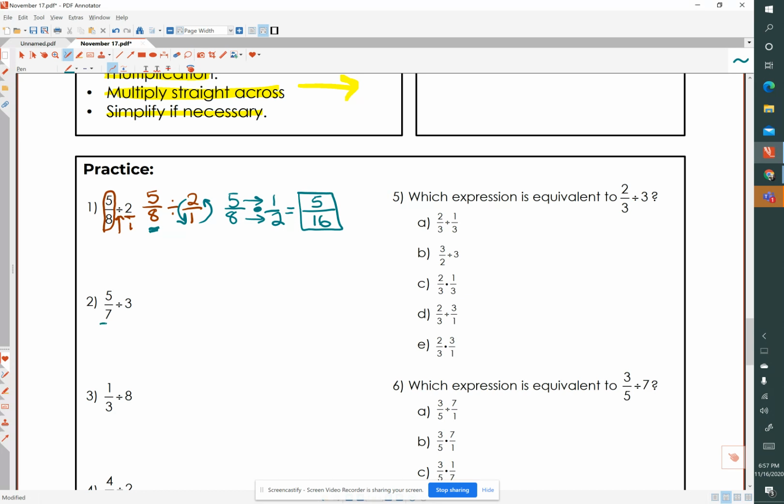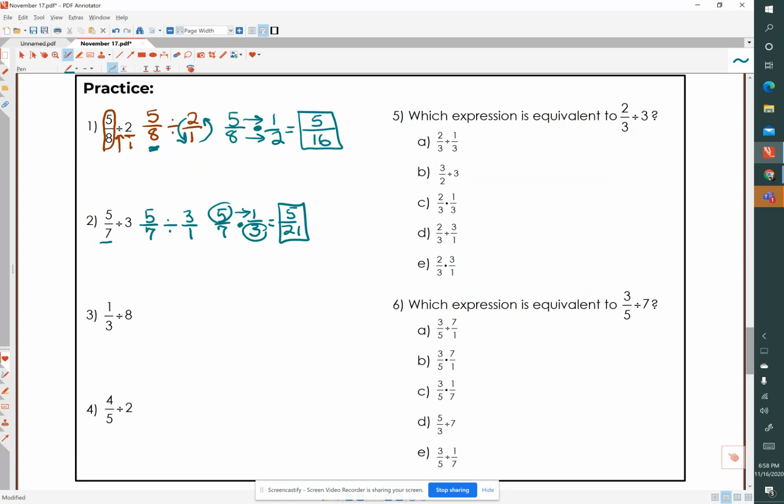So again, we have our first fraction divided by, then we put this whole number over 1. Then when we rewrite, it will be first fraction multiplied by the reciprocal. We look to see if we can cross cancel, and we cannot, so we just multiply straight across. 5/21, and that is a final answer. So try number 3 and 4 on your own. Okay, let's see how you did.